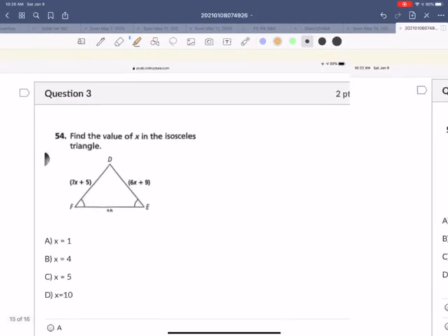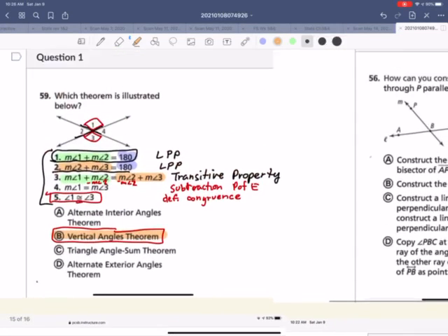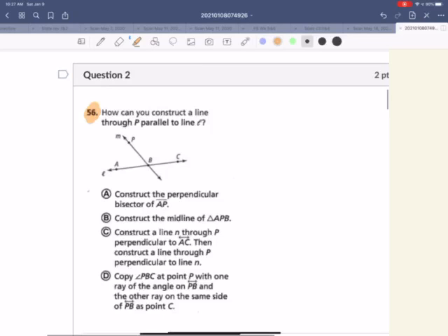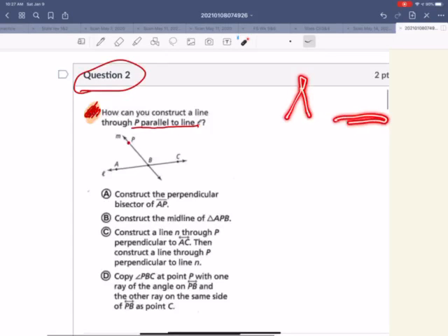Question number 2. Okay, so I copied these out of a different book. So sometimes it'll have a different number, but obviously in the computer it's 2. How can you construct a line through P that's parallel to L? So we're looking for, how can I draw a line there without guessing, with a compass and a straight edge, right? And it doesn't even have to be a ruler, just something straight to trace against.